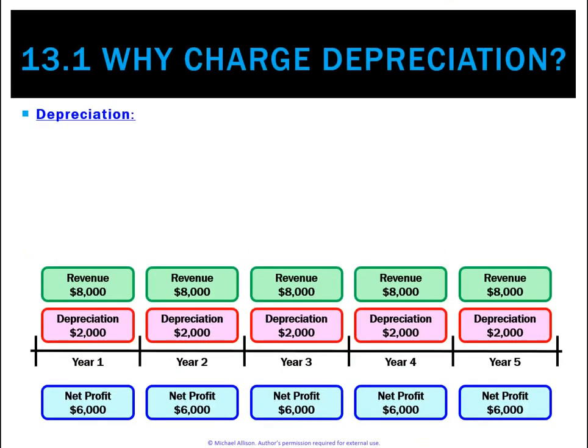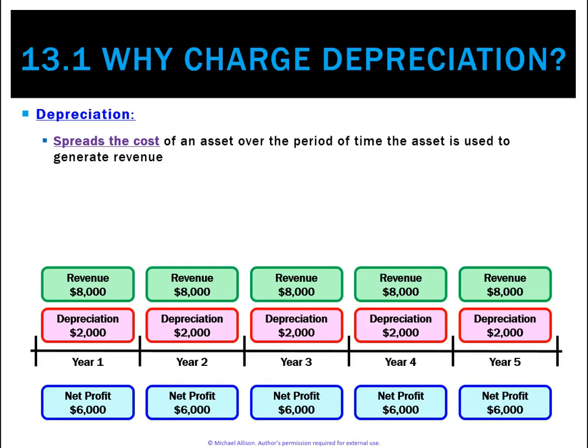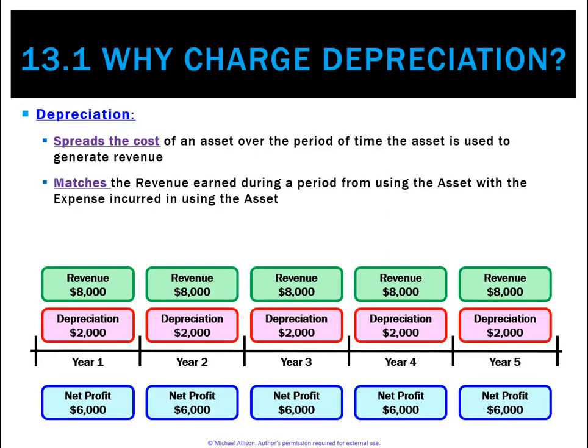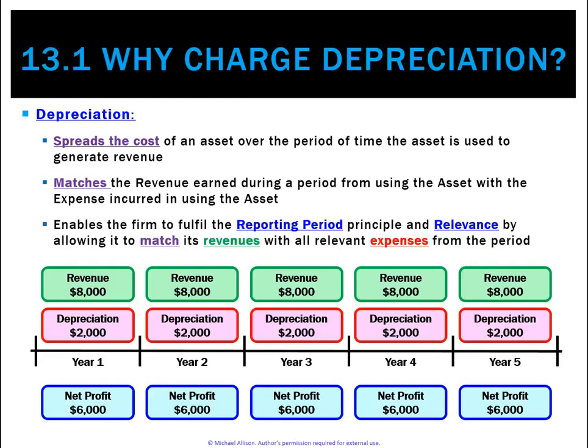So in summary, we've got depreciation, which spreads the cost of an asset over the period of time the asset is used to generate revenue. It matches the revenues earned from a non-current asset with its expenses incurred in using it each period. And that enables us to fulfill the reporting period principle and the relevance qualitative characteristic.